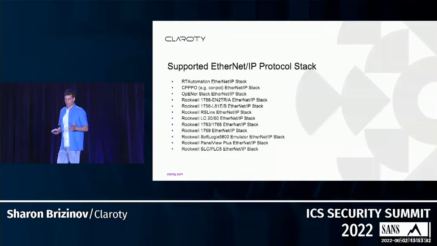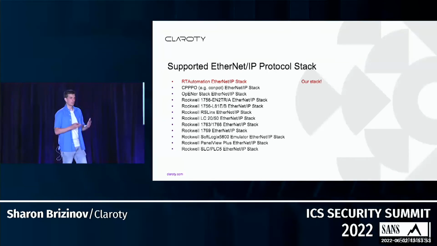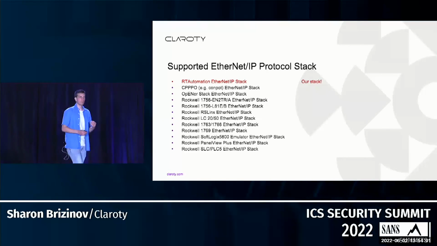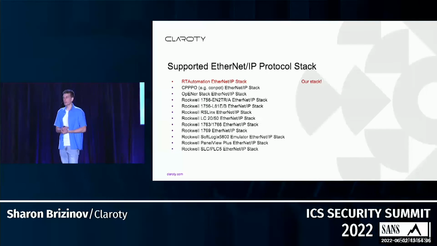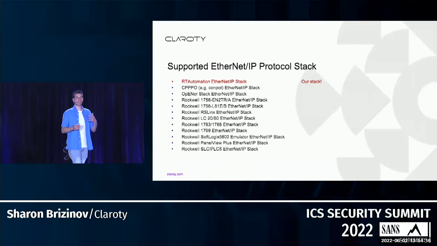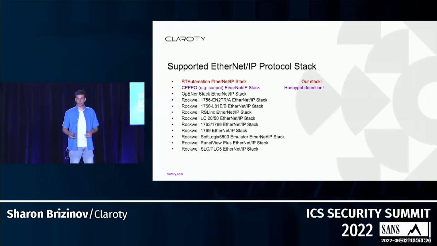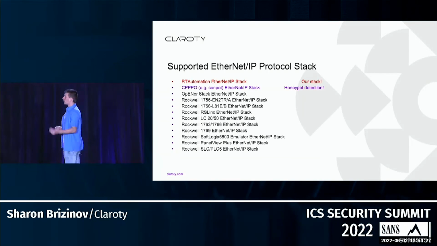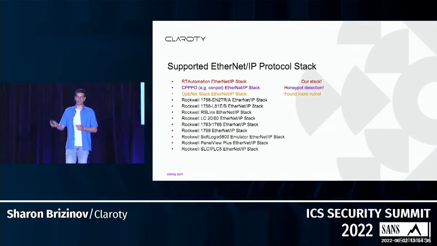Currently, we're supporting a lot of different protocol stacks. For example, the RTA automation stack, where we found the vulnerability, and we also found other devices besides Opto22 that are using this stack. We also were able to understand that our stack supports CPPO, which is used by Conpot, a great ICS honeypot, because the Conpot or CPPO developers use some specific attributes in the Ethernet IP protocol that we were able to specify, and now we can detect honeypots using our detector. And we also found another open source implementation of Ethernet IP named Opener, and we even found vulnerabilities in this protocol stack, but this is another story for another ICS summit, maybe next year.